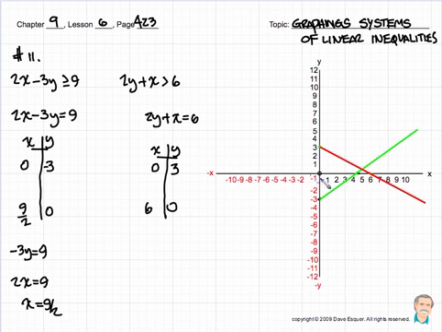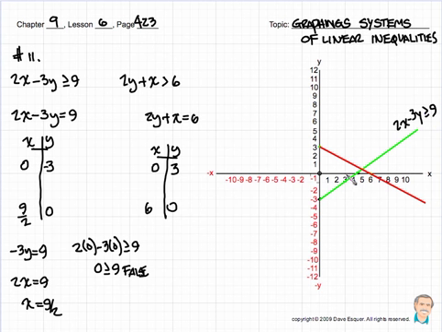Now, going back to our problem, we have to test each of these things for 0, 0 to see which side we should be shading. So let's go back to this first equation. And let's stick 0, 0 in there for this one. So we have 2 times 0 minus 3 times 0. Is that going to be greater than or equal to 9? Is 0 greater than or equal to 9? I think that's false. So for this first equation, we would not be shading on this side, but we would be shading below that. Remember, this equation here was the one that said 2x minus 3y is greater than or equal to 9.